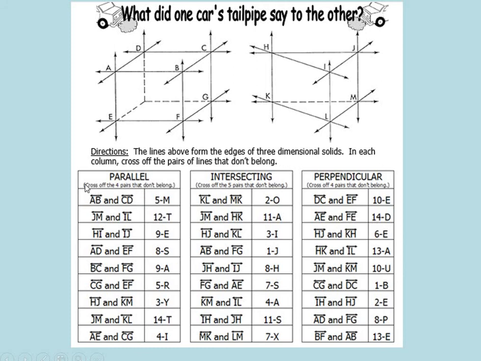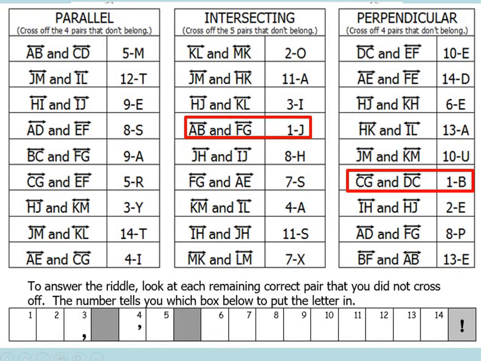And you can see that I gave you this hint that 4 pairs should be crossed off that don't belong under parallel. When you get to intersecting, there's going to be 5 pairs that don't belong there. And when you look at perpendicular, there are 4 pairs that don't belong. Just a hint as you do this assignment, though, looking a little closer down at the bottom, there's a riddle down here. And the way you solve that riddle is to write down the letters of all of the items that you had not crossed off at the very end.